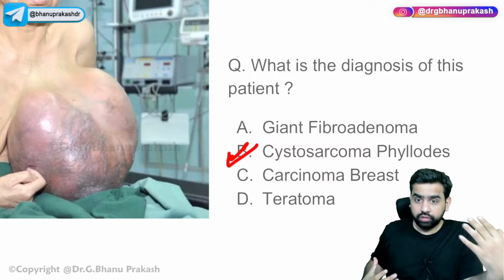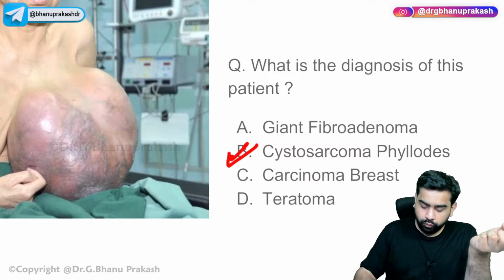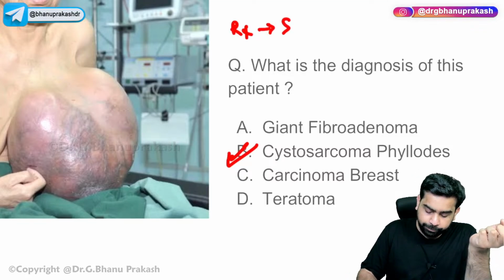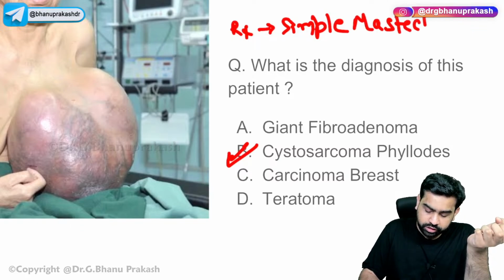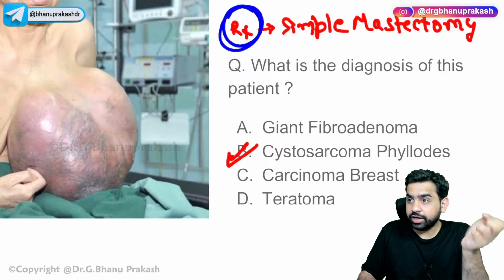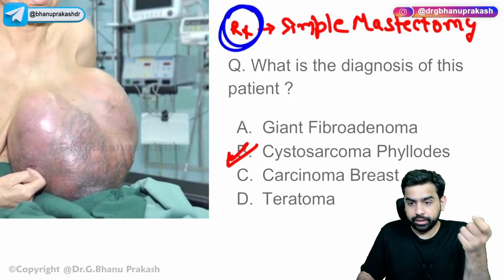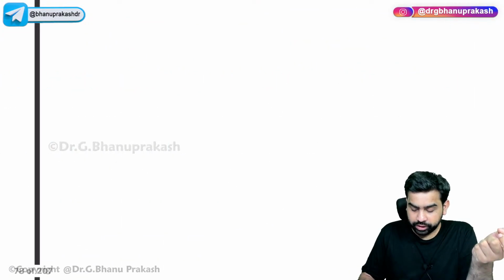Okay, it is not fixed to the chest wall, and over here, what is the treatment? It is a simple mastectomy. So what you have to perform is a simple mastectomy. What is the management of these particular patients? Simple mastectomy. That is the management in these particular patients. I hope you have understood this particular point, guys.